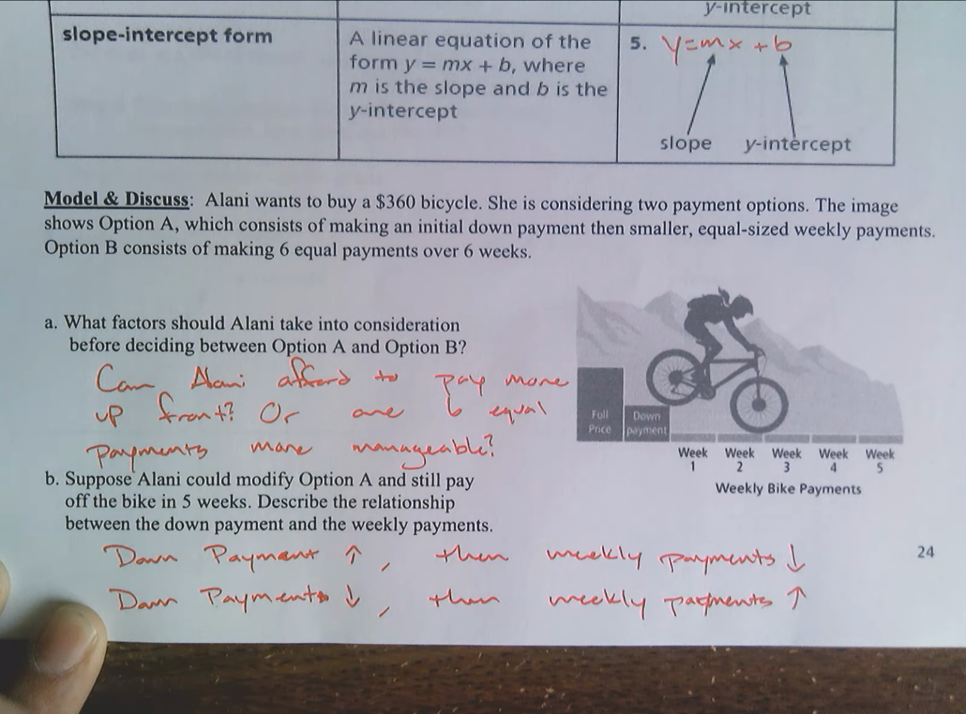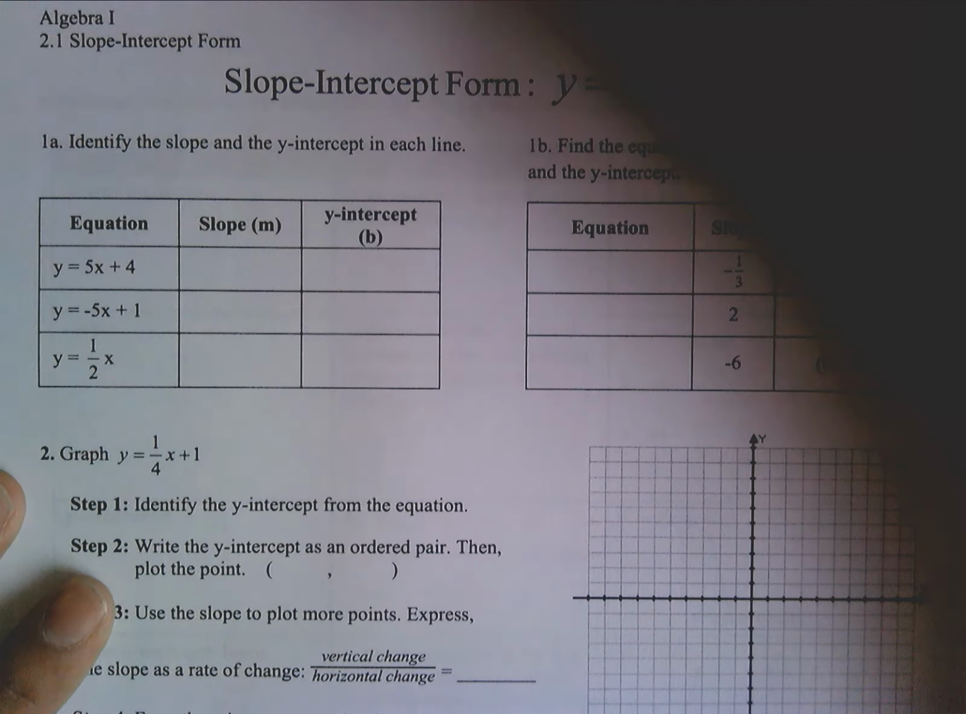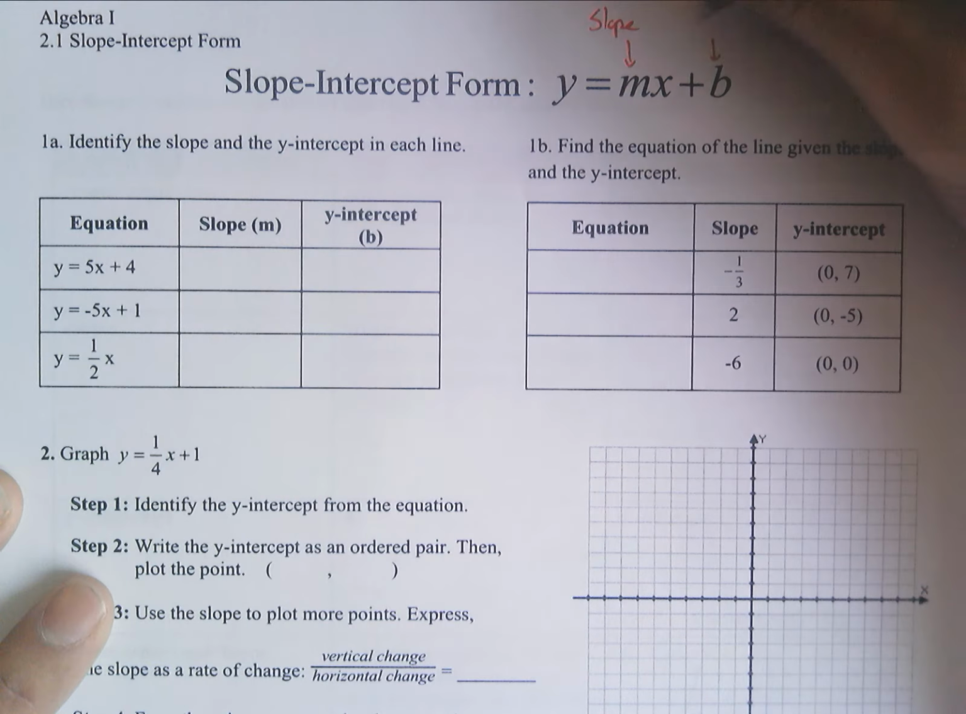All right. Let's talk about slope-intercept form. Go ahead and flip the page. So here we have slope-intercept form. As a reminder, that's y equals mx plus b, where m is the slope and b is the y-intercept.